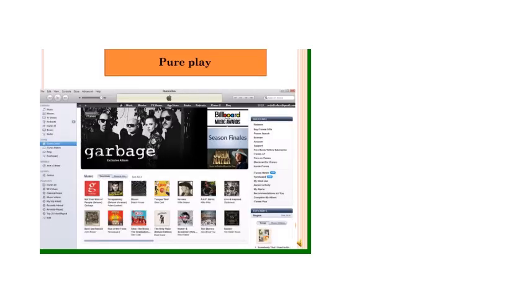Let's look at an example of pure play e-commerce. In a scenario in which all customer interaction is done online, here's an example of iTunes, where you purchase your music to download on your iPod via PayPal or your credit card, iTunes card. PayPal, by the way, is another example of a pure play e-commerce.